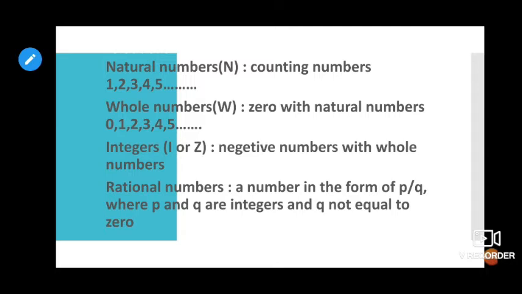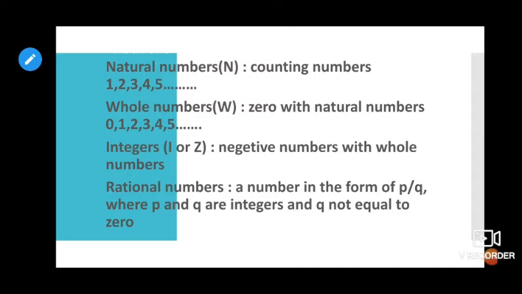Next one, integers. Both negative numbers and whole numbers. Means whole numbers start from 0, 1, 2, 3, 4, 5. If you add negative numbers like -1, -2, -3 and so on to the whole numbers, you will get the integers. In these three cases, natural numbers, whole numbers, integers, you can see only the complete numbers, like 3 or 4 or -3 or -4.